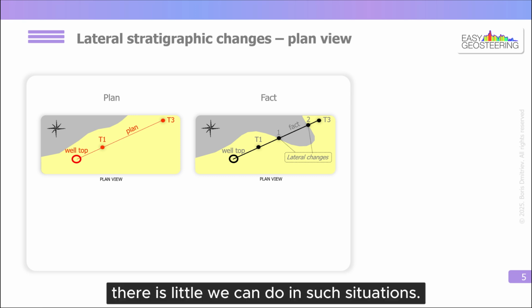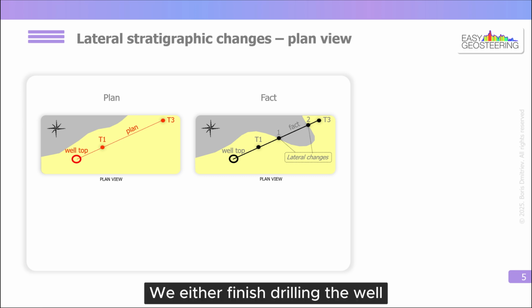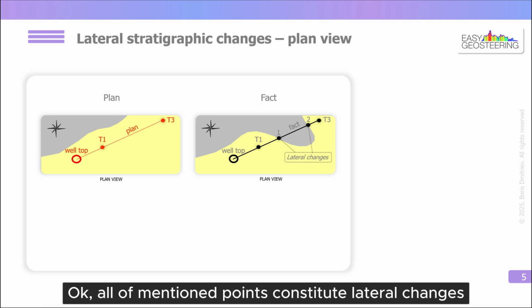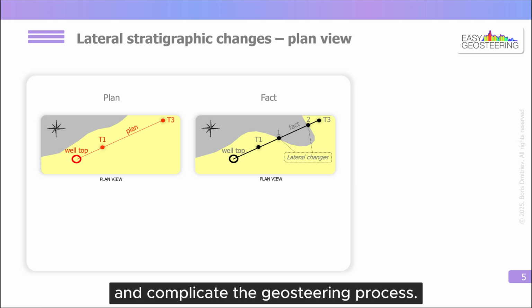In most cases, there is little we can do in such situations. We either finish drilling the well or block up the carriage and wait for the reservoir to return at point 2. Okay, all of the mentioned points constitute lateral changes and complicate the geosteering process.